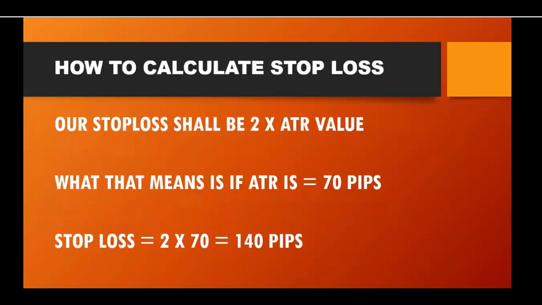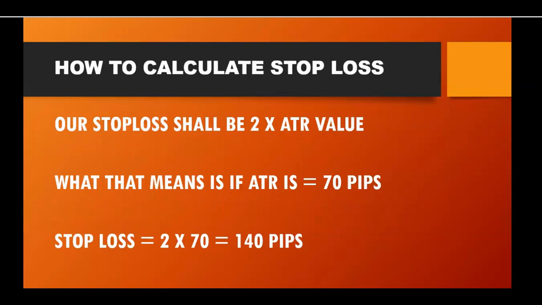So how then do we calculate our stop loss? Our stop loss shall be 2 multiplied by the ATR value. What that means is if the ATR value is 70 pips, then our stop loss is going to be 2 times 70, which equals 140 pips.